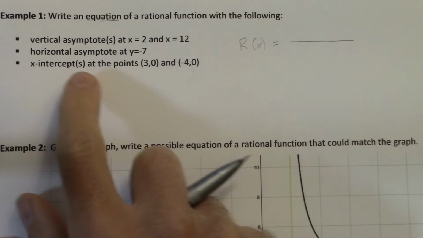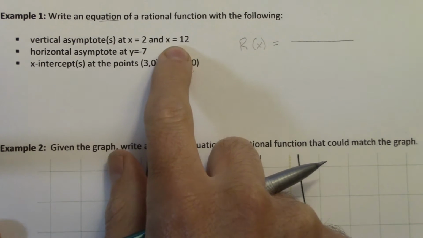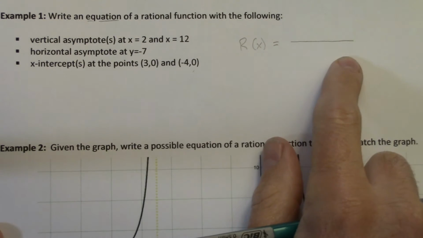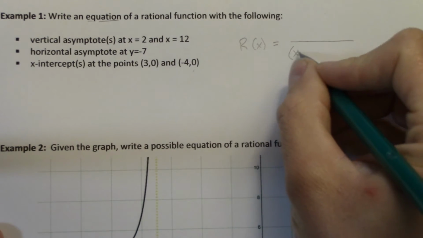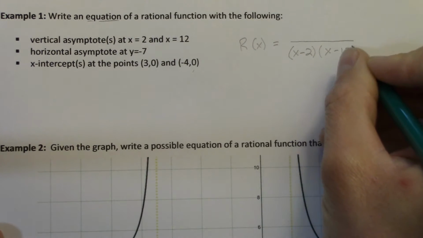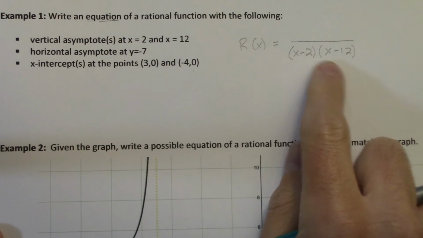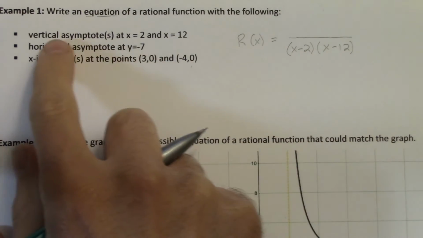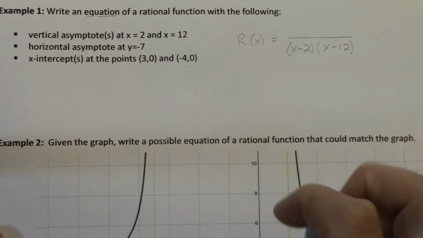Okay, so it's got vertical asymptotes at x equals 2 and x equals 12. And the way we get vertical asymptotes is from the denominator. So these turn into factors in the denominator that look like this: x minus 2 and then x minus 12. Because at 2 and 12, if I plug those in, I would get a 0 in the denominator, so it would create a vertical asymptote. I want to also make sure that those factors don't repeat in the numerator.